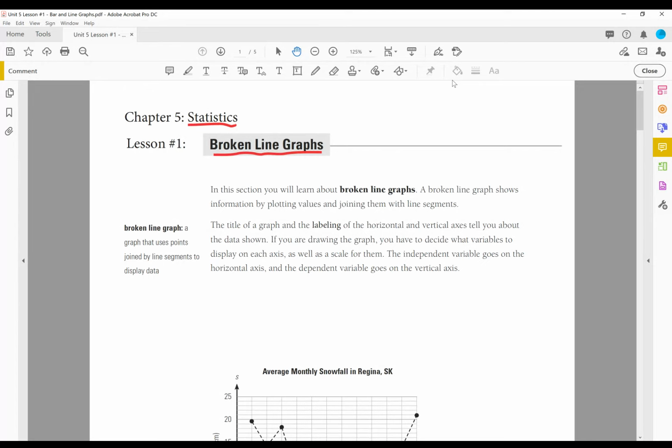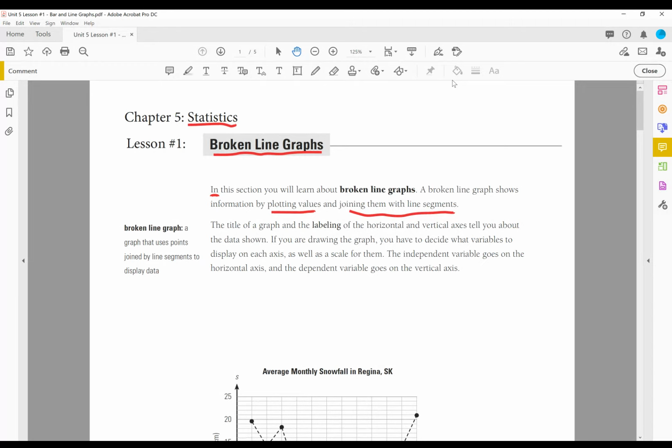Now, there is some information about broken line graphs here that I want to read through. It's good information for you to know. If this was something that you wanted to take notes on, you could take notes on it. First of all, let's read through this bit here. So in this section, you will learn about broken line graphs. A broken line graph shows information by plotting values and joining them with line segments.